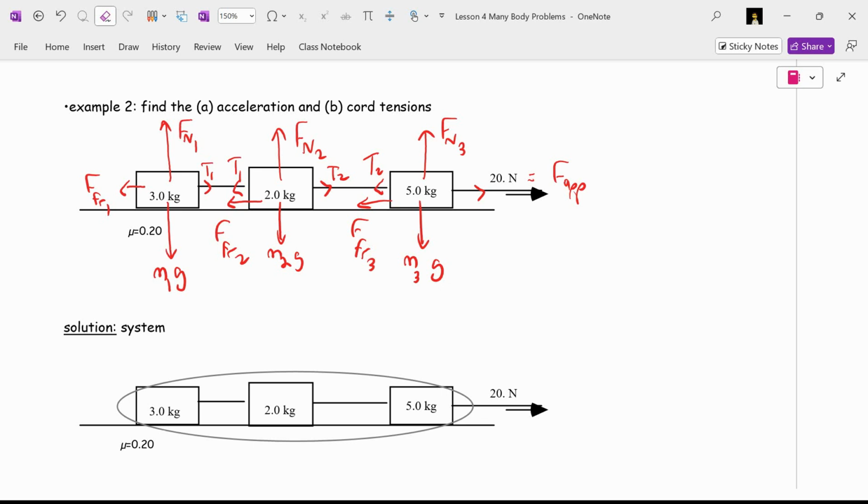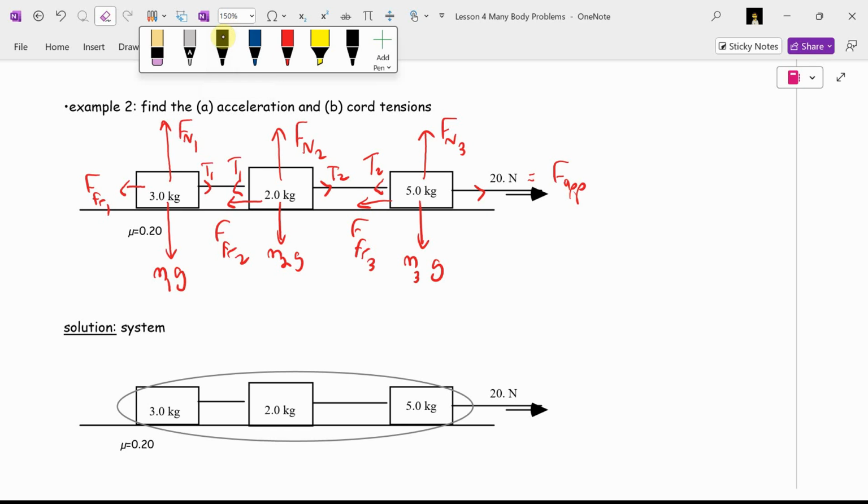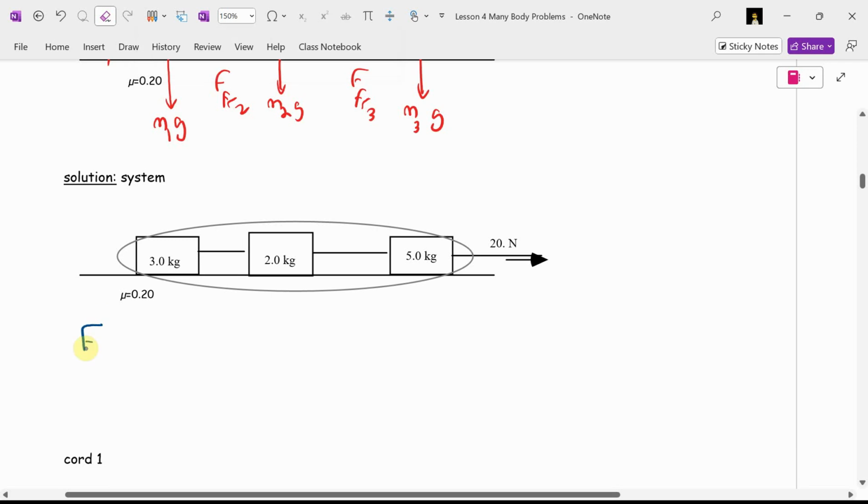Which way is this accelerating? Probably to the right. I think that 20 newtons is winning. I'll know it wasn't winning if when I solve this, I get a negative acceleration. But for now, let's assume this is the winner. And again, we're going to walk along the rope. So, Cairo, who's winning? Okay. I've had to scroll down.